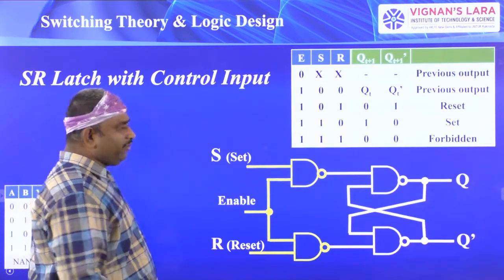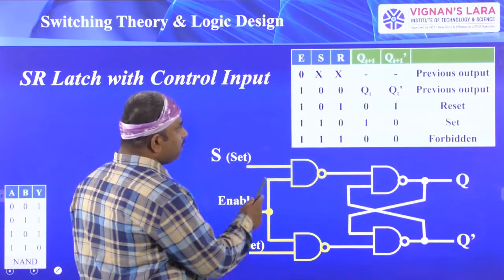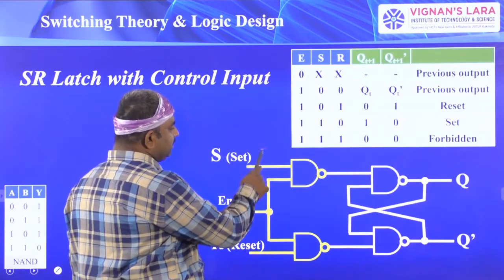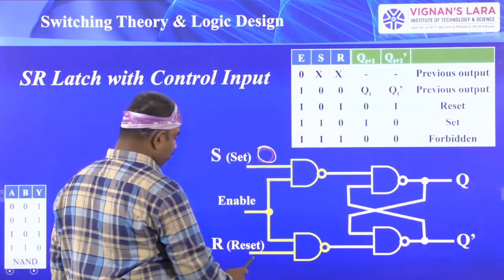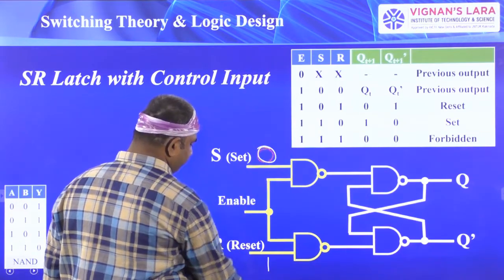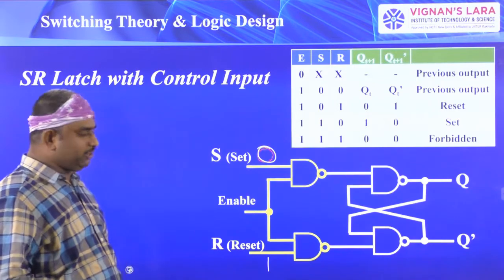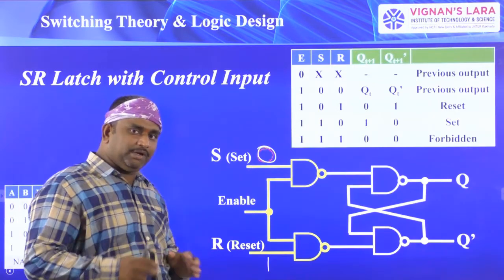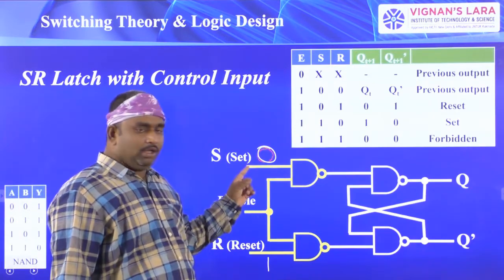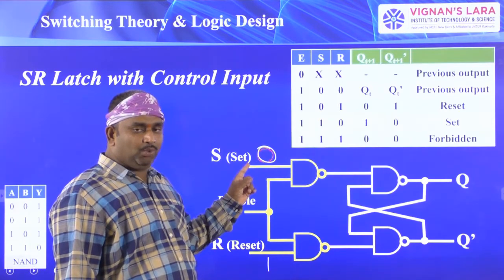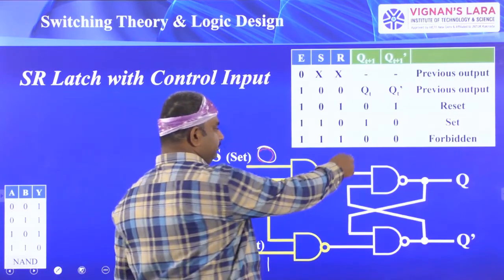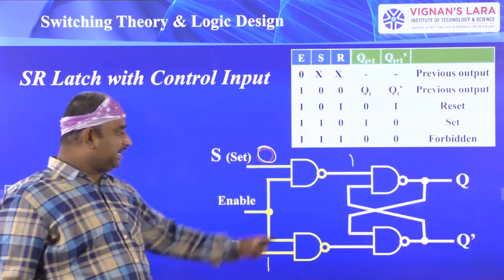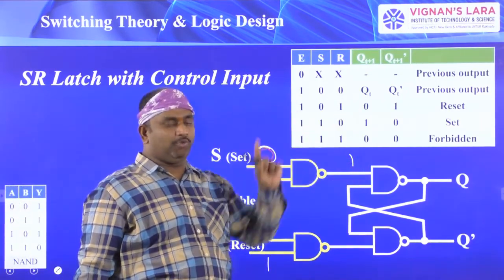So see here, first I am applying the 0 1 combination. So set is equal to 0 and reset is equal to 1. I said previously, see carefully: if any one of the inputs of the NAND gate is equal to 0, automatically the output goes to 1. That is the NAND gate output goes to 1, not the final output.